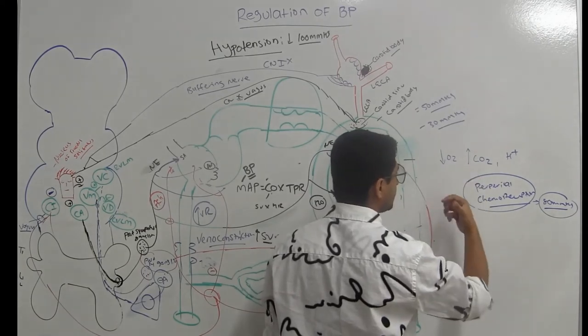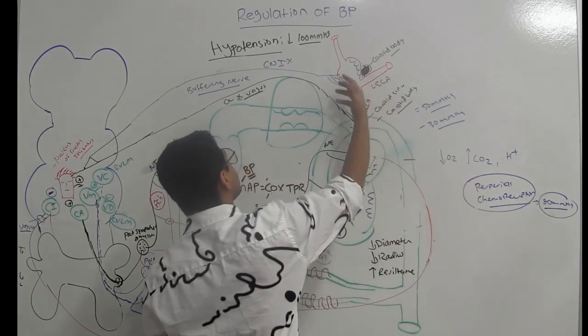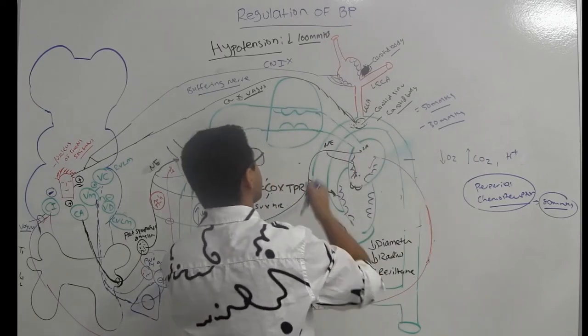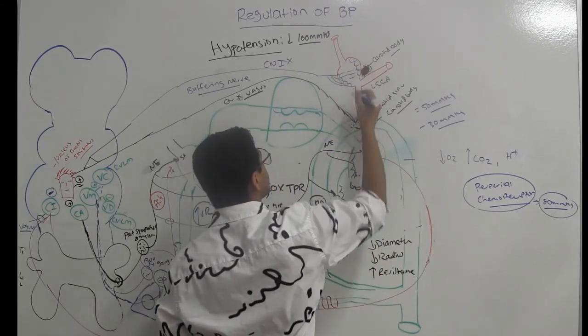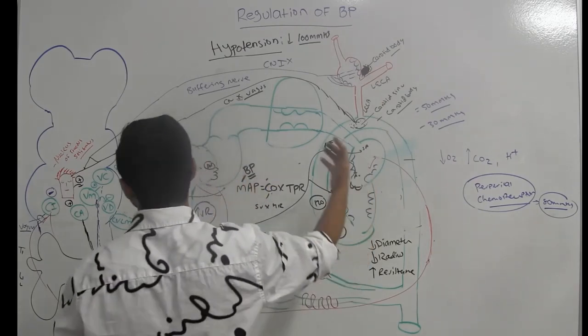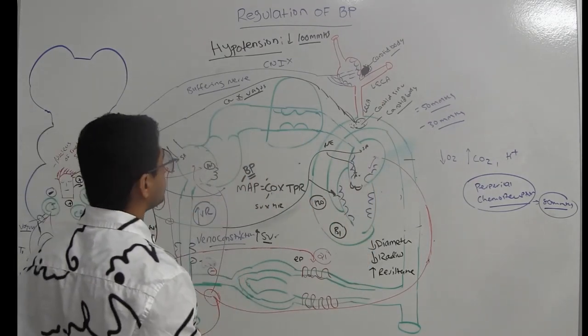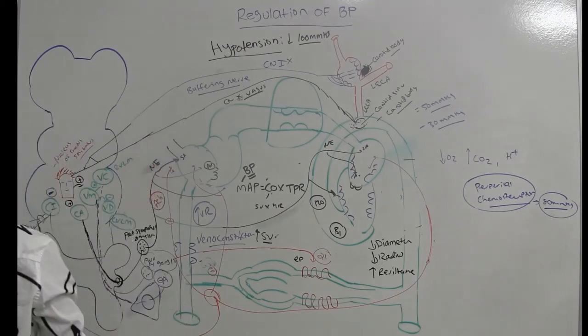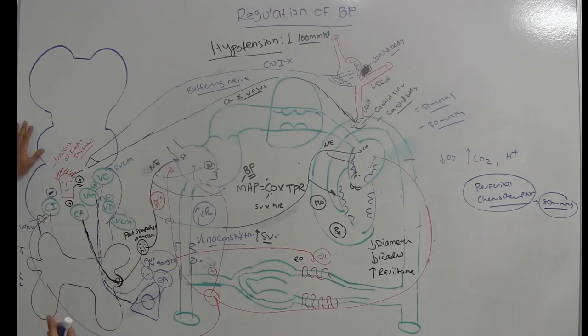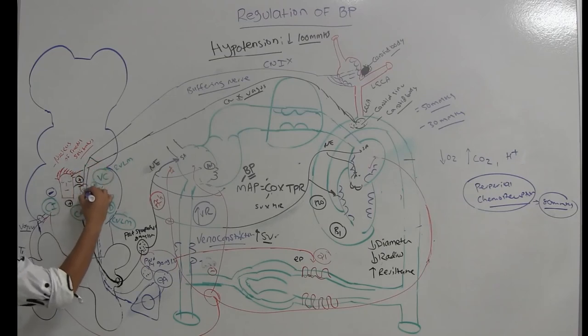Whenever they sense it, they send electric impulses through the glossopharyngeal nerves, because remember, the carotid body is also innervated by these nerves. These are the peripheral chemoreceptors. When there is low O2 and high carbon dioxide or high H+ concentration, the peripheral chemoreceptors specifically come and stimulate the vasomotor center.